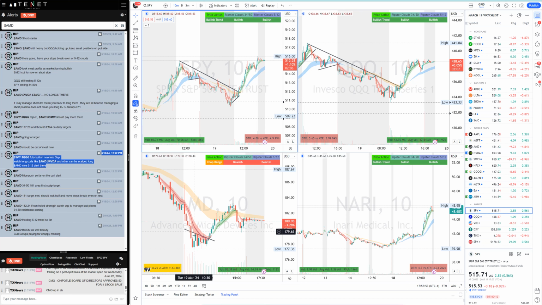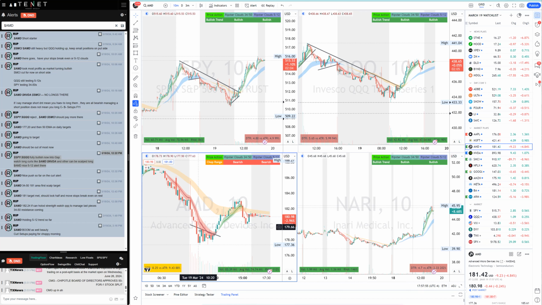So we don't long here. We don't have any business longing here. You long here, you lose. There's no long setup here. The long setup is here: the curl, the downtrend line break, SPY QQQ bullish.